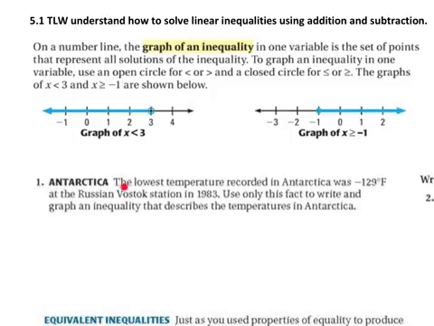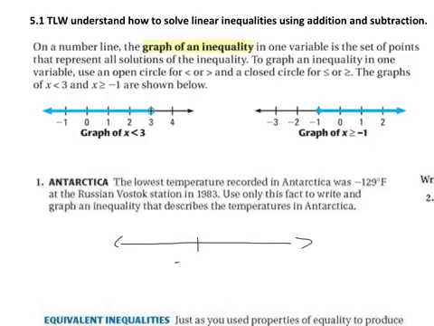So it says the lowest temperature recorded in Antarctica was -129 degrees Fahrenheit at the Russian Vostok station in 1983. Use this fact only to write a graph of inequality that describes the temperatures in Antarctica. Okay. So we make a little number line.